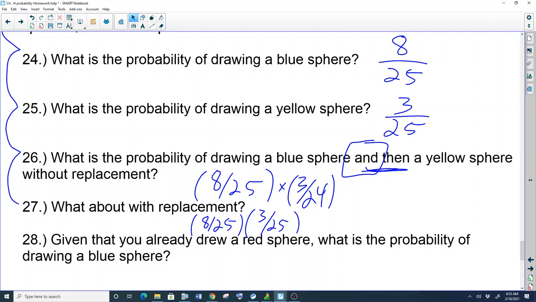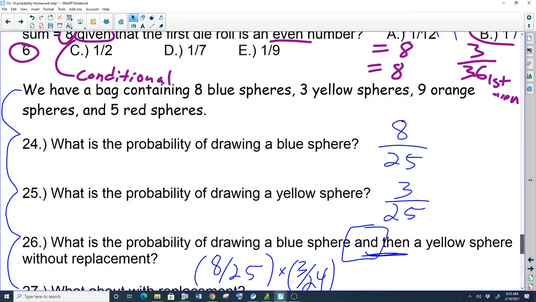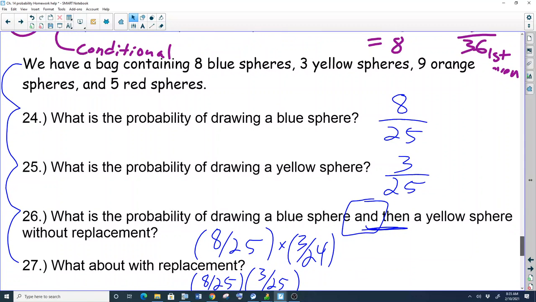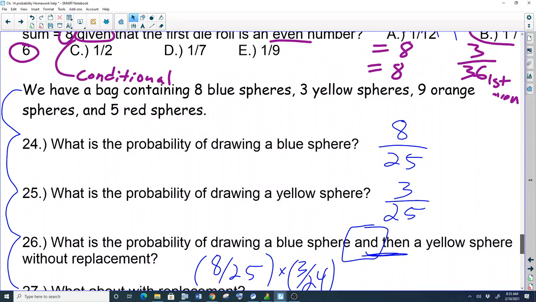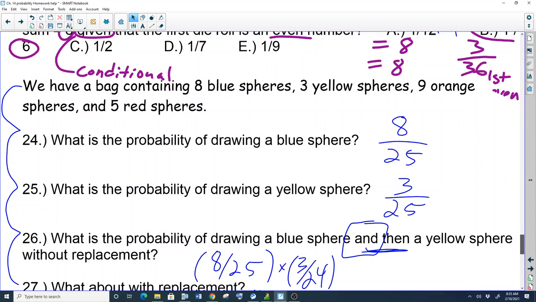Okay, given that you already drew a red sphere, what's probably drawing a blue sphere? Which I feel like is kind of the same thing-ish. So red spheres, there's 5 red spheres. And so 5 red spheres, knowing that a blue one is gone. So 25 goes down to 24. Is that what you guys got? Maybe? No. Oh, what'd you get? 3 out of 24? Oh, I'm sorry.